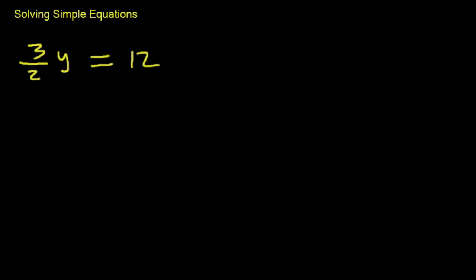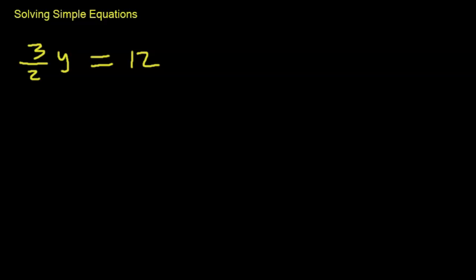Let us look at another example. So we have 3 over 2 y is equal to 12. In other words, this value that y represents, when you multiply this value by 3 and divide the result by 2, you should end up with 12.